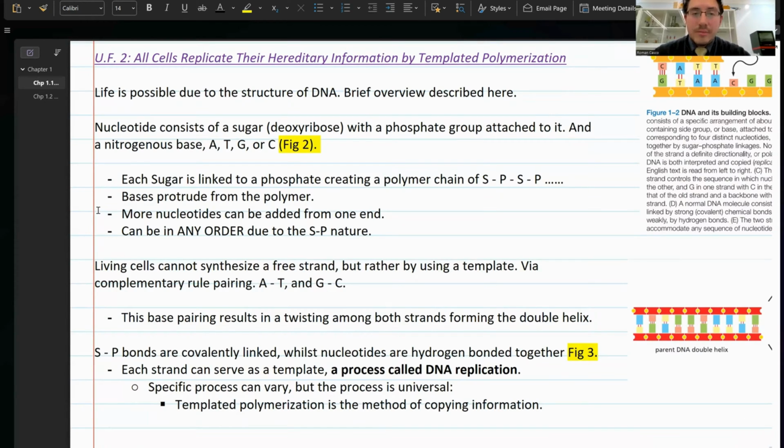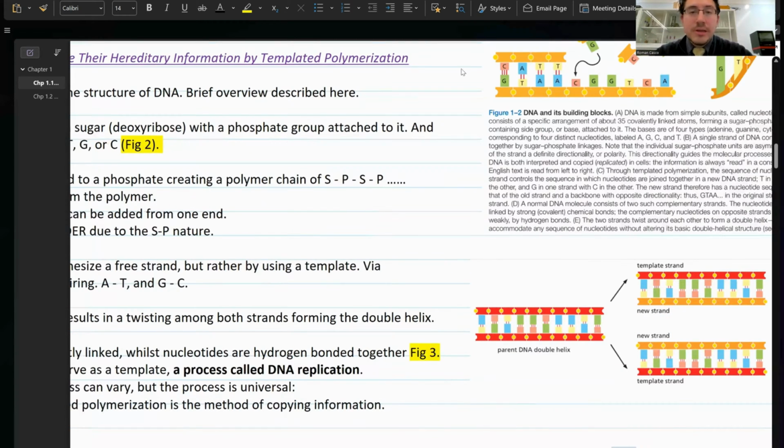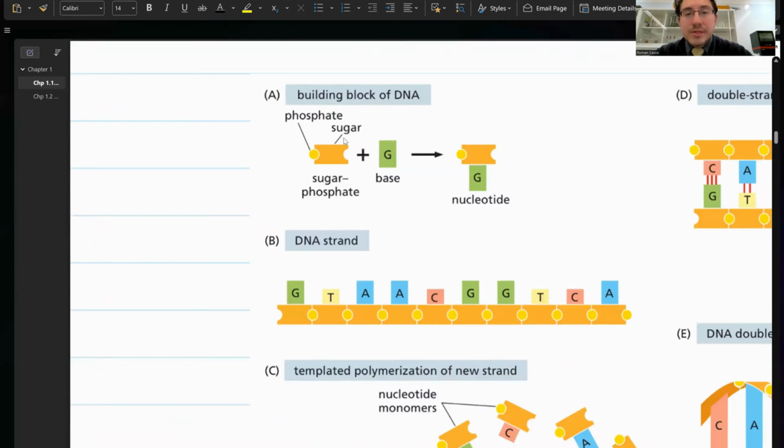So just some little notes here that are maybe familiar to you. Nucleotides, as we know, are the building blocks, the monomers of DNA. They consist of a 5 carbon sugar called deoxyribose, that has a phosphate group attached to it, and also a nitrogenous base. I'm going to show you here so we can reference the figures. This is a nucleotide where you have your sugar and your phosphate that is also bound to a nitrogenous base. In this depiction, you have a full nucleotide.